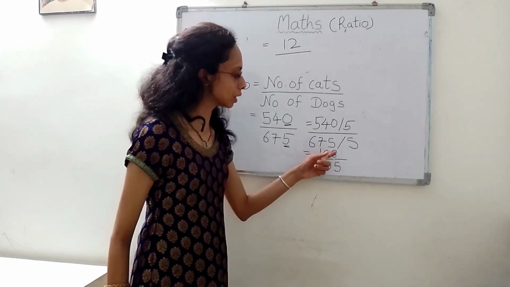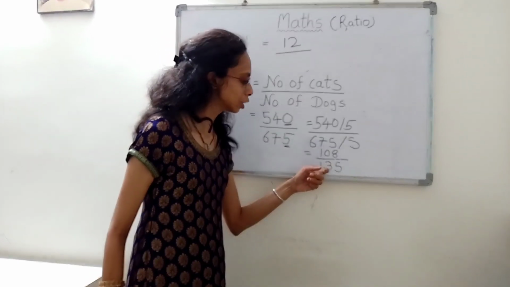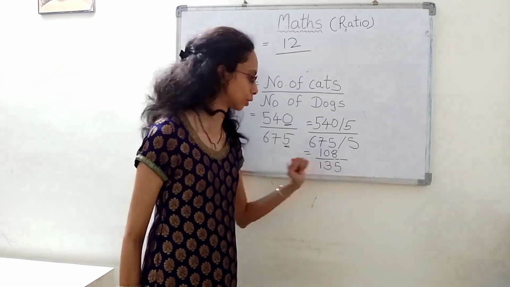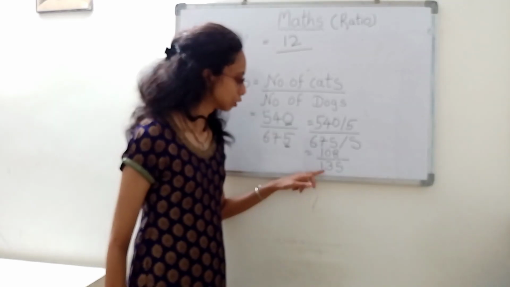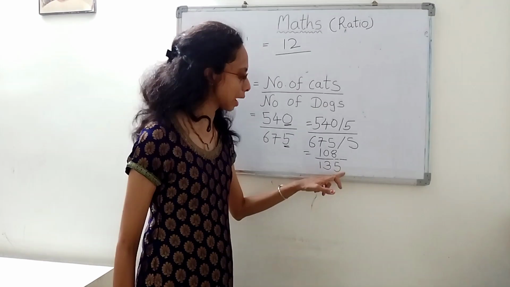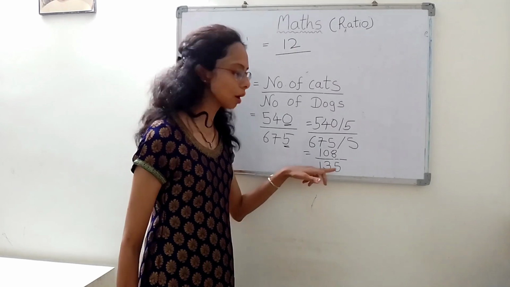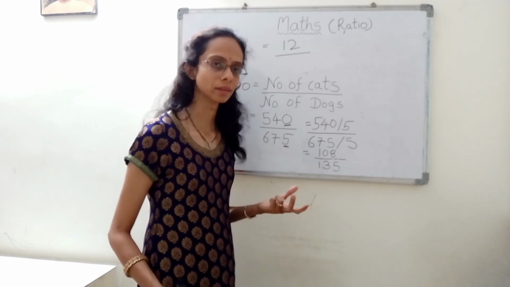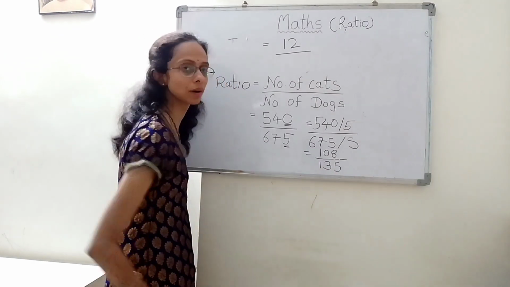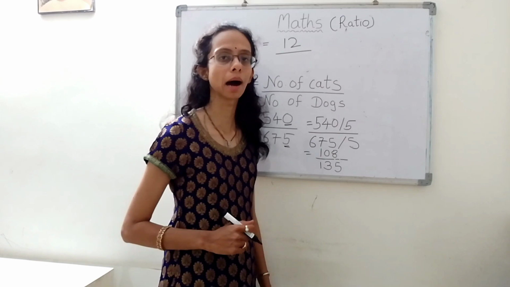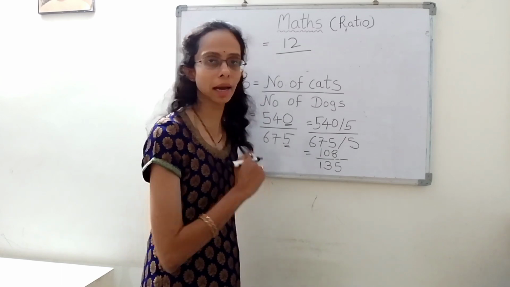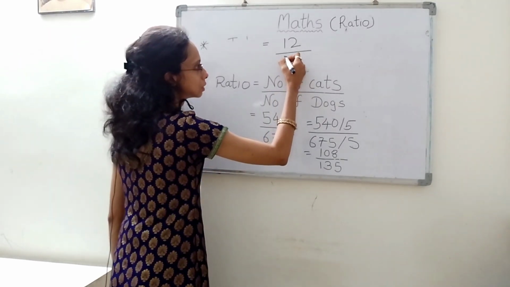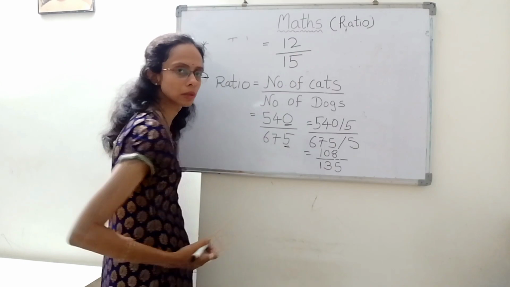And as this number 108 is divisible by 9, for the denominator also we have to check whether it is divisible by 9 or not. So you add all these digits. 1 plus 3, 4. 4 plus 5, 9. Yes, the sum of the digits again comes in the table of 9. That is why this 135 also gets divided by 9, my dear students. So 135 divided by 9 is 15. Isn't it?